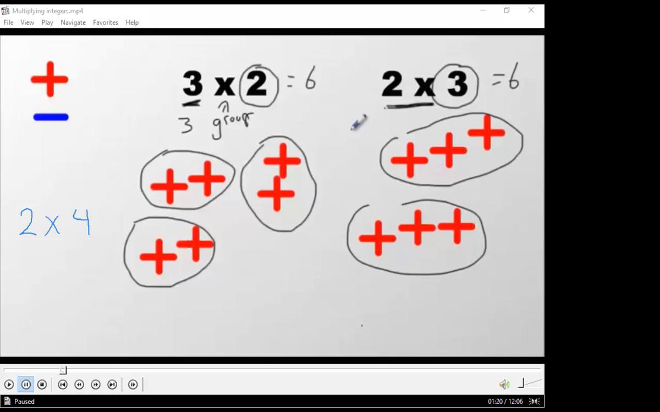The first number will help you to know the number of groups. Okay, Gasser? The second number will help you to know how many in each group. Did you understand me?